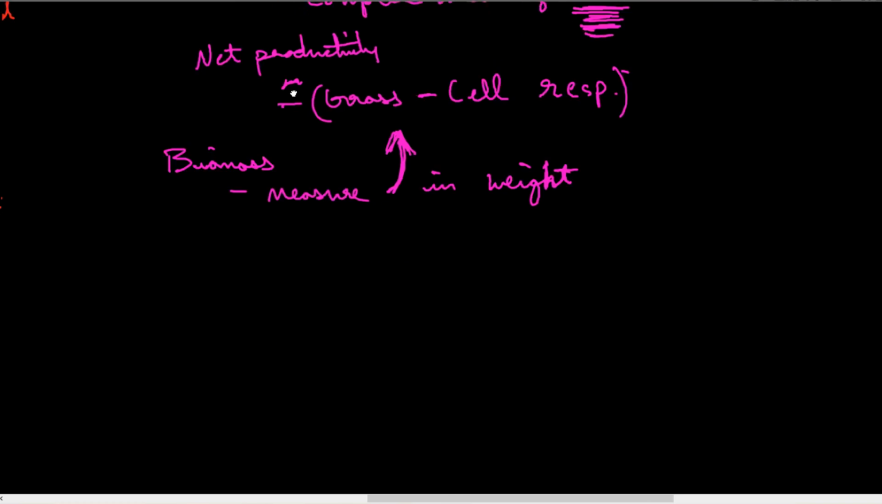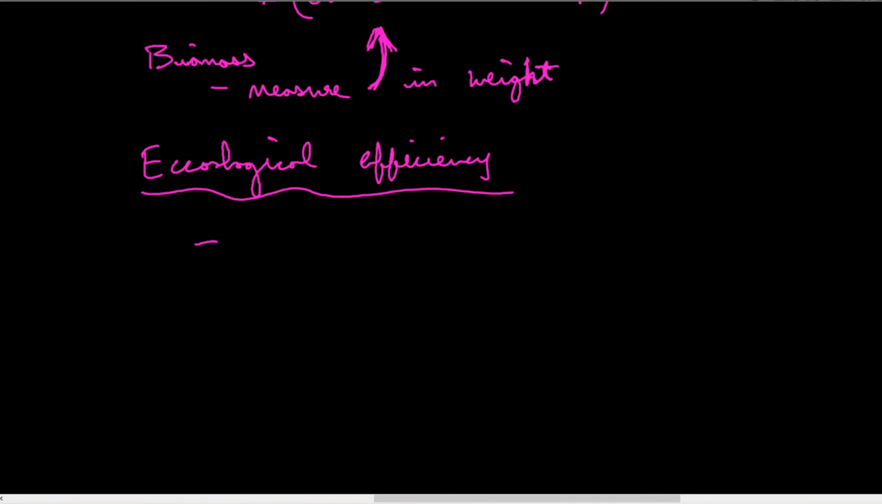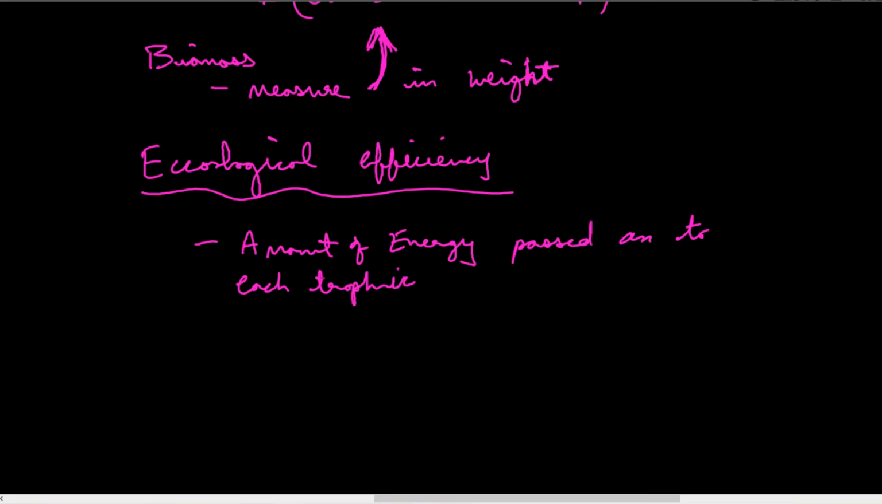All right, so the last thing that we're going to talk about is ecological efficiency. Ecological efficiency is the amount of energy that's passed on to each trophic level. So let's see. Amount of energy passed on to each trophic level.